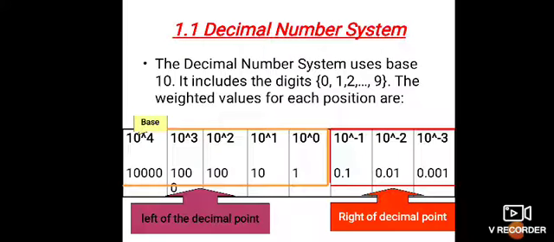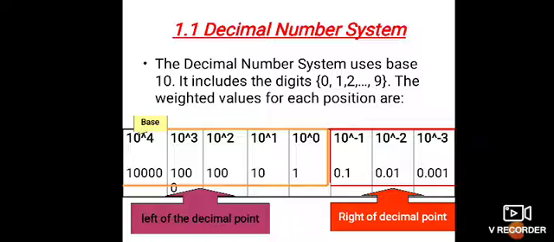Moving further, let's consider the decimal number system. The decimal number system uses base 10. It includes the digits from 0 to 9. We always keep the digits less than the base value, that is, the values go from 0 to n minus 1, where n is the base of the system, 10 minus 1. So in the decimal number system it will be up to 9.